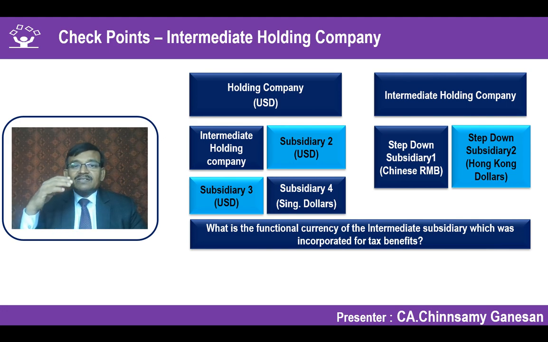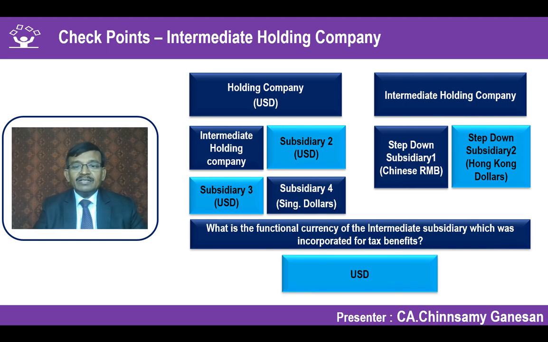is considered as an extended arm of the holding company, and it will be considered as if it is the parent company itself. And accordingly, whatever is the functional currency of the parent company will be applied to the intermediate holding company, which is established only as a pass-through entity for tax benefit. If it is an independent operation, then we will consider what is the economic environment in which the intermediate holding company is operating, and to that extent the functional currency could be different. It will not be based on the holding company's functional currency.